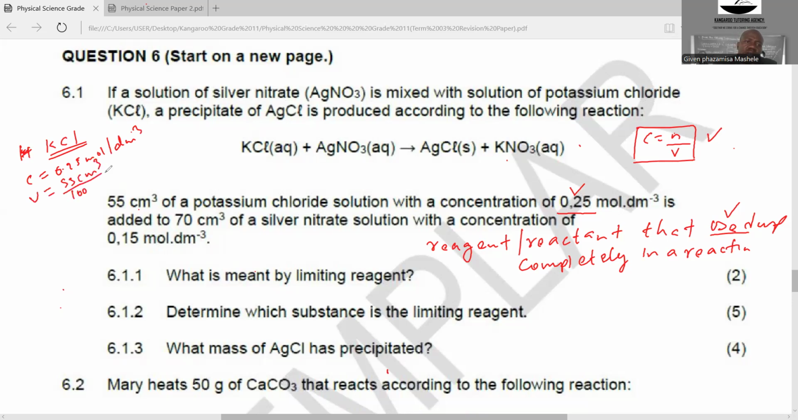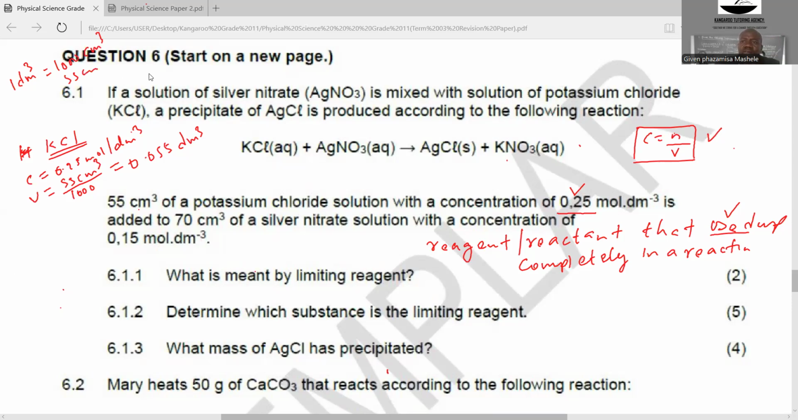We divide by 1,000. So this will be 55 divided by 1,000. It's 0.055 decimeter cubic. Why are we dividing by 1,000? It is because 1 decimeter cubic is equal to 1,000 centimeter cubic. So converting from this to that means we have to divide this by 1,000, because if you put 55 there and there it will be x. So cross multiplication will cause this to be divided by 1,000.